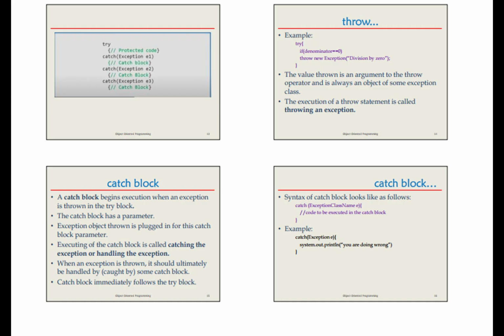Catch block. A catch block begins execution when an exception is thrown in the try block. The catch block has a parameter. The exception object thrown is plugged in for this catch block parameter. Executing the catch block is called catching the exception or handling the exception. When an exception is thrown, it should ultimately be handled by, caught by, some catch block. The catch block immediately follows the try block.